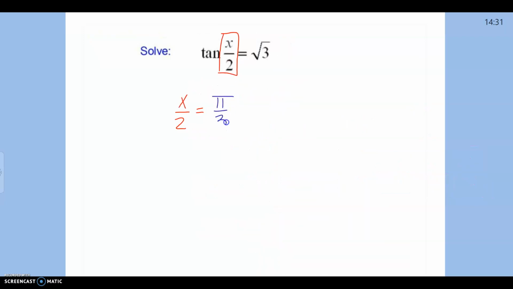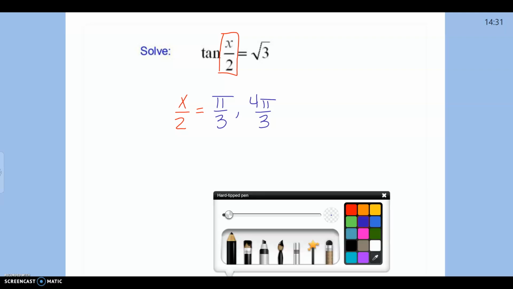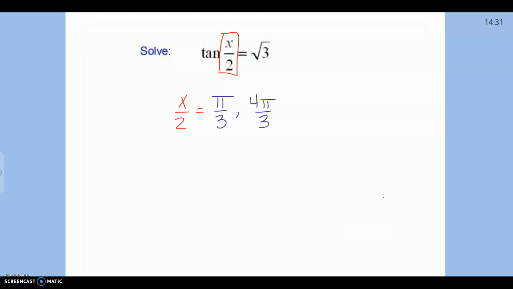Pi over 3 and 4 pi over 3. But guys, if this was like a multiple choice section on the test, those are going to be distractors, okay? You need to remember that you still have the lovely x over 2. So I need to get x by itself. So to undo division, remember that's multiplying by 2 over 1. So we're going to multiply each of these by 2 over 1. So I'm going to end up with 2 pi over 3 and 8 pi over 3.